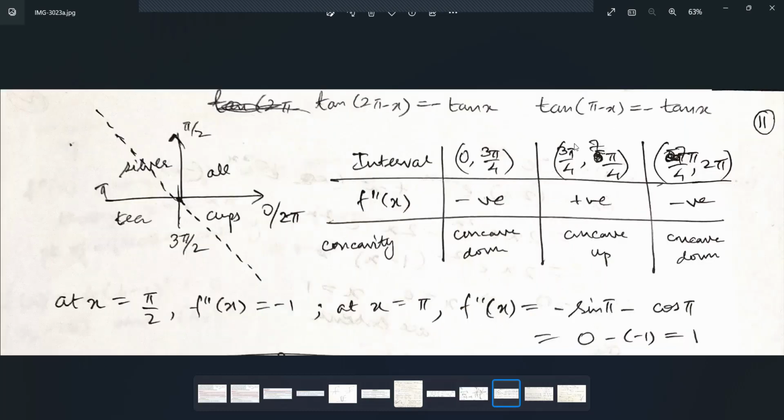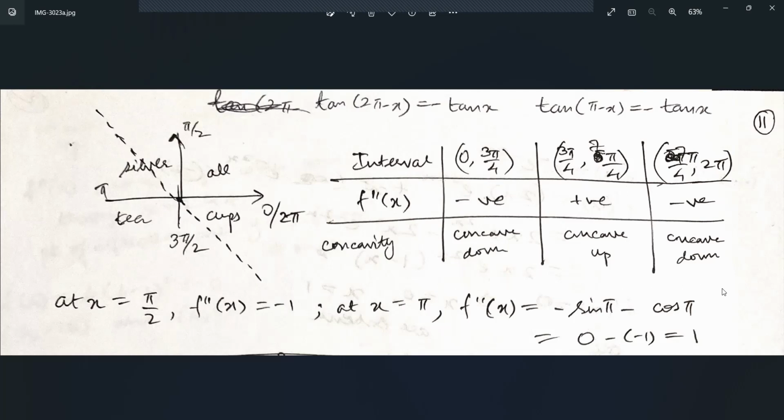Then we take another sample point in this interval, that is pi. Pi lies in this interval, 3 pi by 4 to 7 pi by 4. That is shown here by the dotted line. The first interval in this circular coordinate system is here, this is the third interval, and this is the fourth interval. In the second interval, I take pi, so I substitute minus sine pi minus cos pi. So I get 0 over here, and minus of -1 is 1.